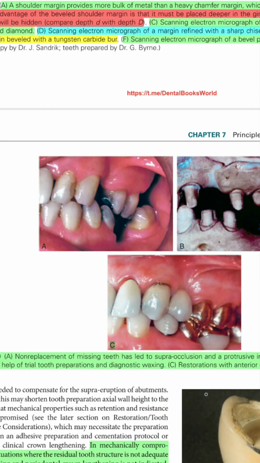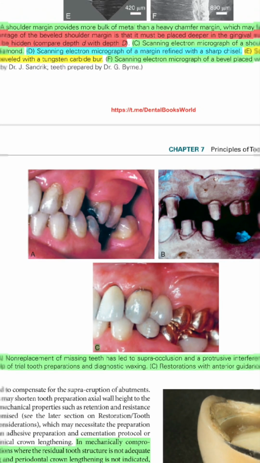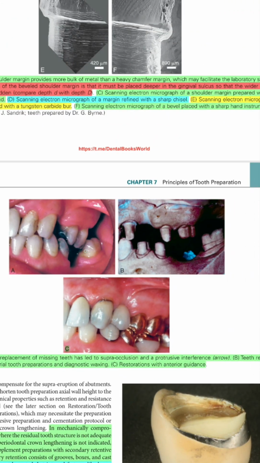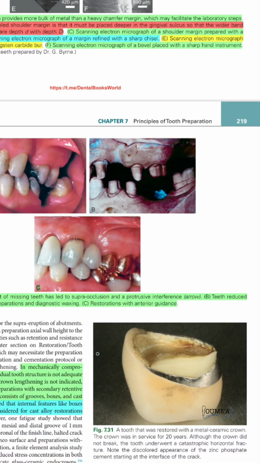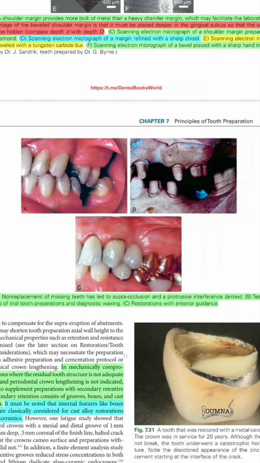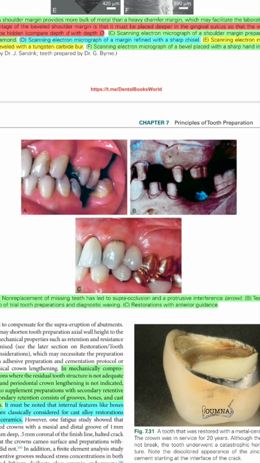In situations where a missing tooth was not replaced and this led to supraocclusion of the teeth, we make a tooth reduction and preparation for both teeth in both arches to help get a restoration that is balanced occlusally.